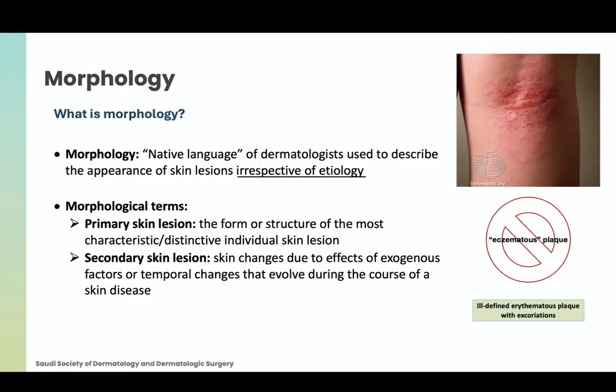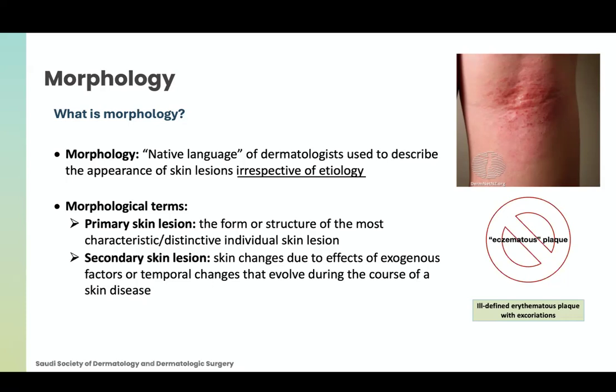So this is an ill-defined erythematous plaque with secondary excoriation. And this gives me a broad differential where I can put atopic eczema, irritant contact dermatitis, allergic contact dermatitis. I can build a lot of different etiologies based on the morphology that you gave me. So what are the morphological terms that we use? We either have primary skin lesions or secondary skin lesions. What's the difference between them?